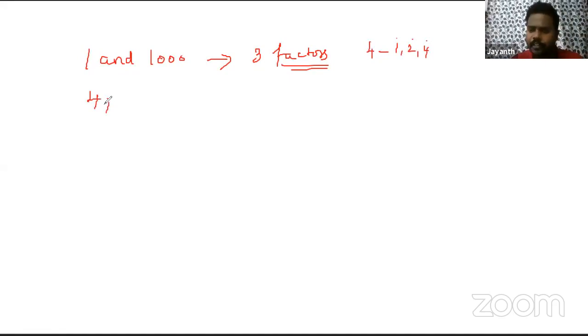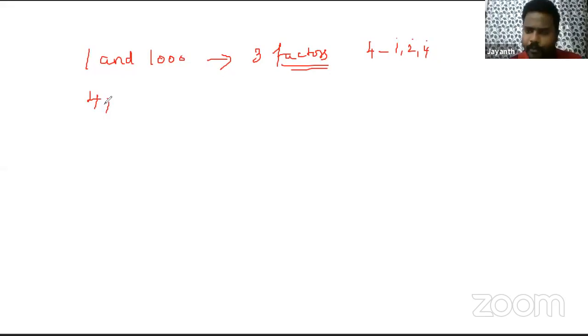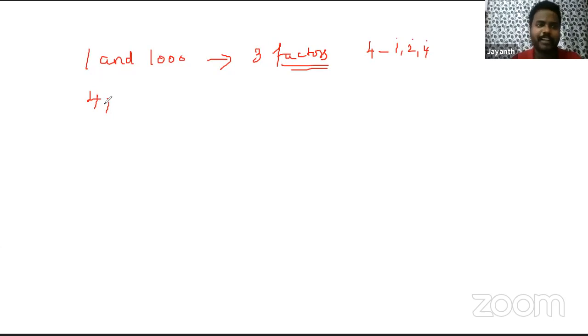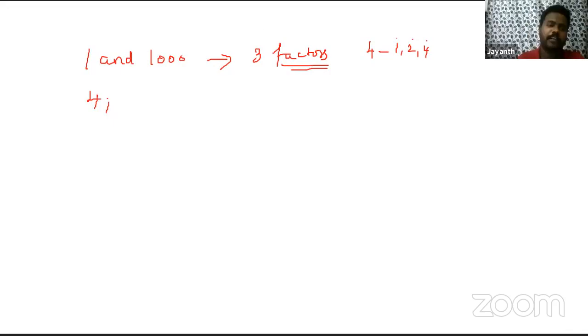So the first 3-factor number is 4. I don't want to explain the question, I'll explain the answer directly. I want you guys to think. Sir, there is only one 3-factor number, sir. No, there are so many 3-factor numbers. Sir, 9, sir. Excellent. The next 3-factor number is 9. Good.